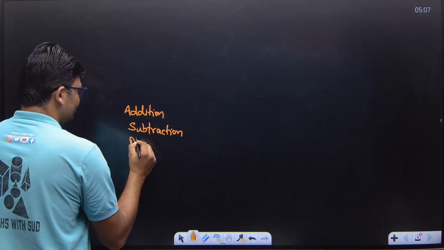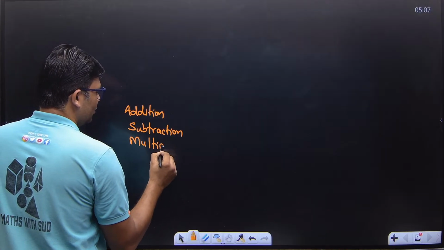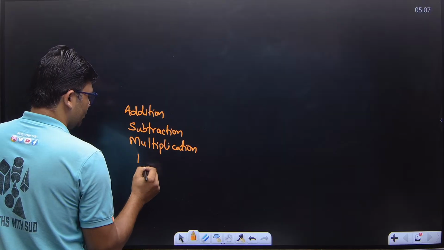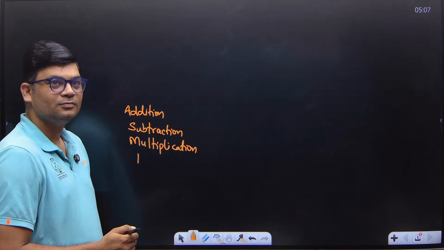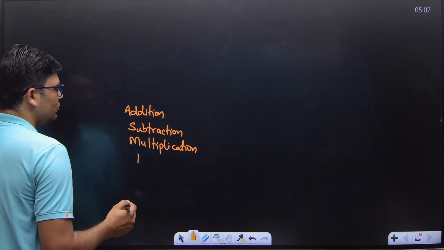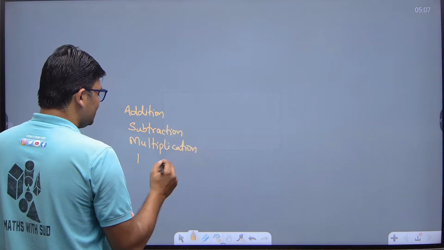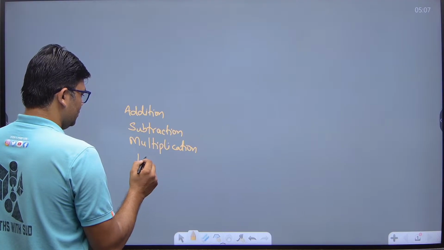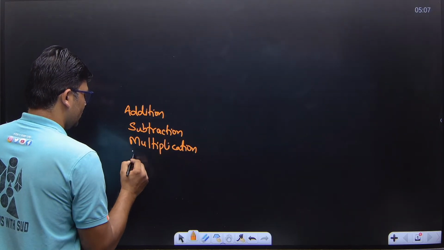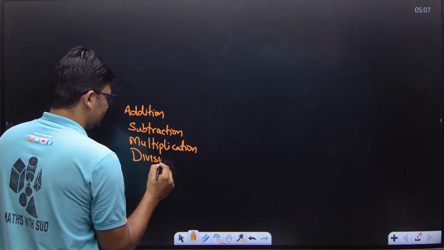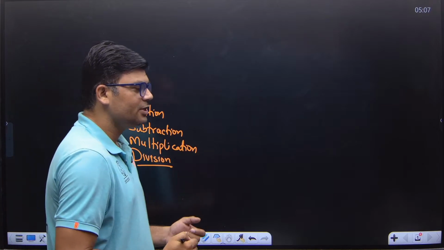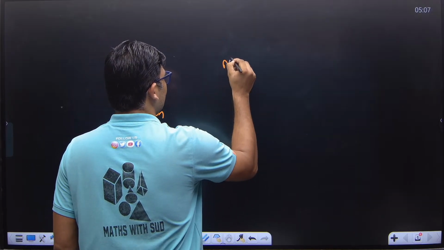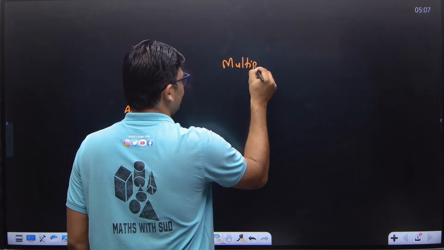Now, what is multiplication? It's where you multiply a number a certain amount of times. Okay, it was not in that sense. Let me clarify again. Multiplication is a continuous addition. You can write it as well. Multiplication is a continuous addition.